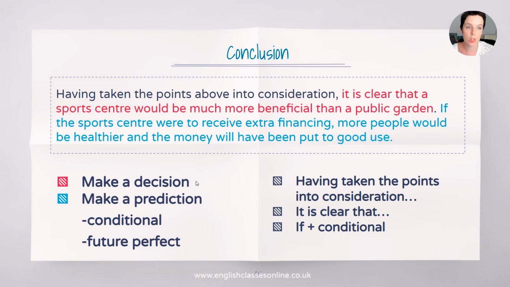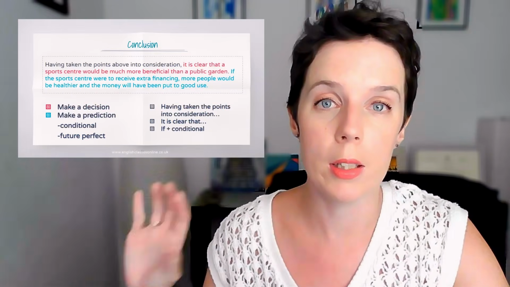So you've made your decision, which is more important, and then make a prediction about what would happen if this funding went to the sports centre. "If the sports centre were to receive extra financing, more people would be healthier and the money will have been put to good use." So we've got a conditional and a future perfect there as well. Okay, so you get complex grammar in right at the end.